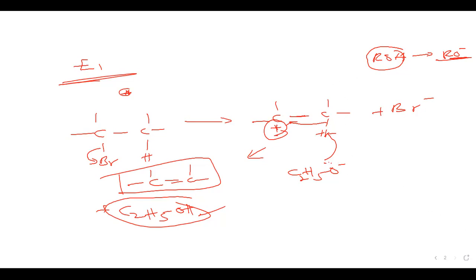Good. Now let's go to E2 reactions. So in E2 reaction, just as SN2, we don't expect any carbocation intermediate to form. So what happens is very simple.